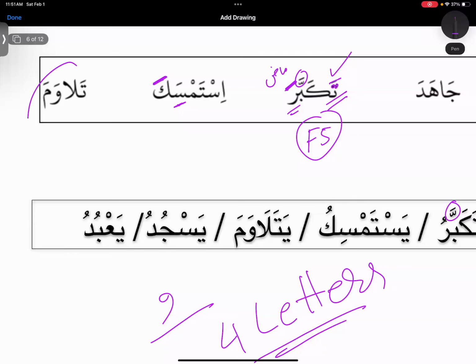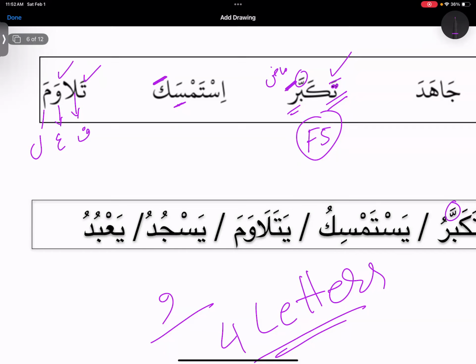Talawama. Again, a lot of extra letters. Where is my fa kalima? Fa kalima is ta? No, not ta, it's lam. Lam is my fa kalima, and wa is ain kalima, and lam. So I have ta extra, then I have alif extra. 2 extra. Talawama will become yatalawama.